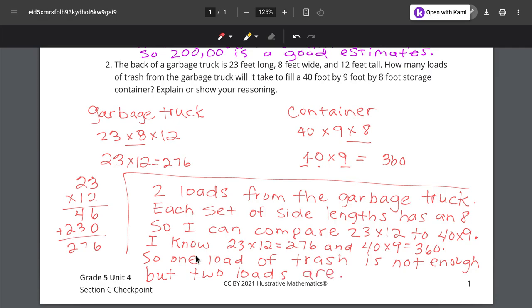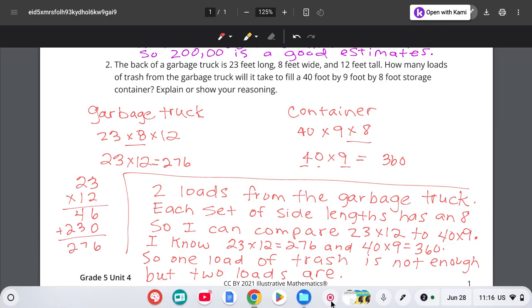All right, boys and girls, this section C checkpoint definitely had some deep thinking in it, but we have persevered through that. We have answered both of our problems. We have applied our multiplication and division skills to some real-world mathematical problems that have involved area and volume. And that finishes out this section C checkpoint.